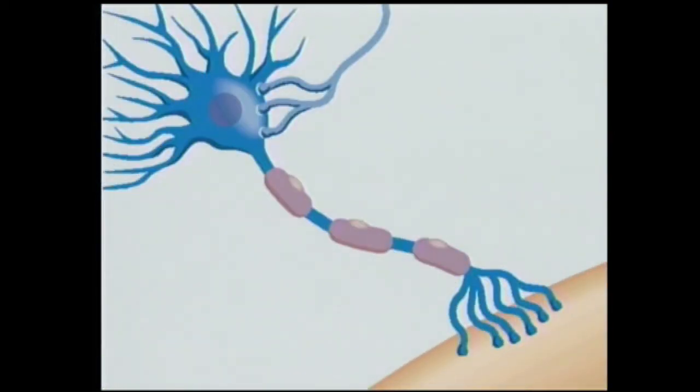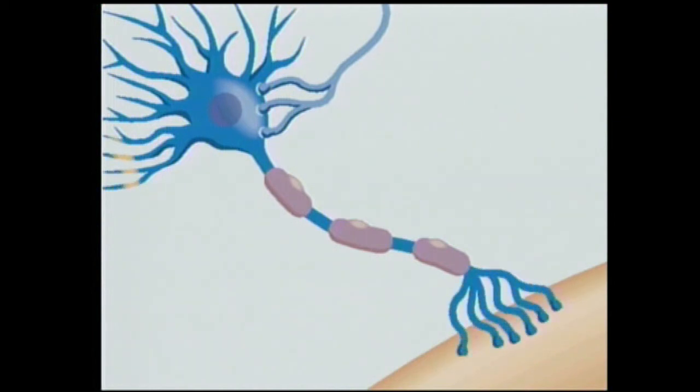All neurons, or nerve cells, have a cell body, an axon, and one or more dendrites. Dendrites receive signals from other cells and carry them to the cell body. The axon carries signals away from the cell body and toward other cells.